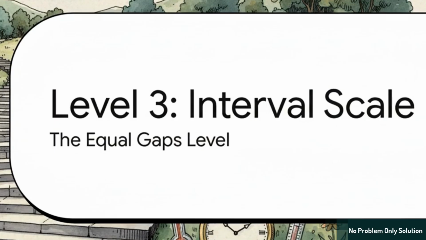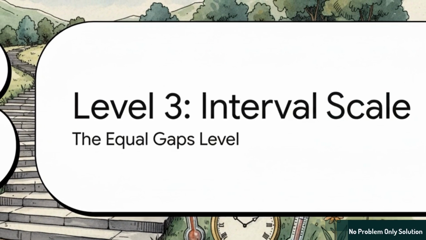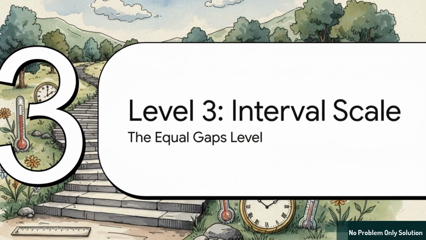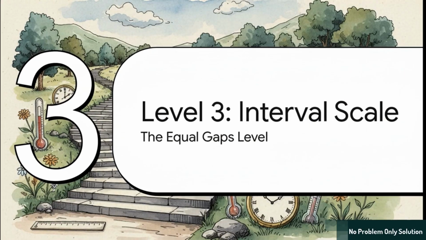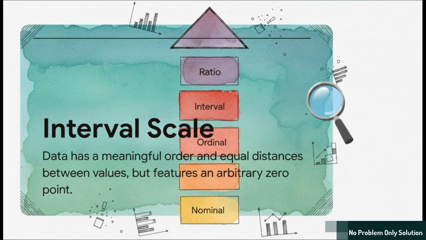All right, let's get back to the climb. This next step is a big one. We're now leveling up from categorical data to what's called metric data. And this is where we can finally start doing some real meaningful math. The interval scale is a massive leap forward.